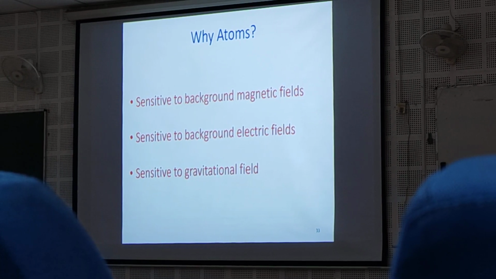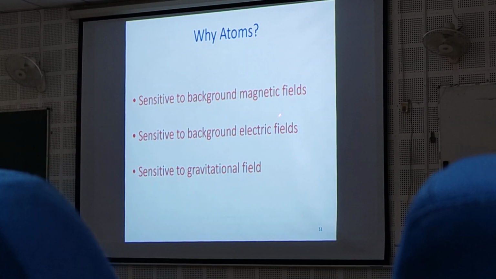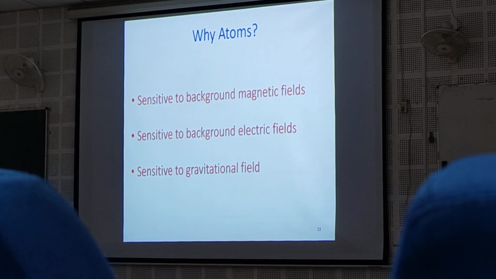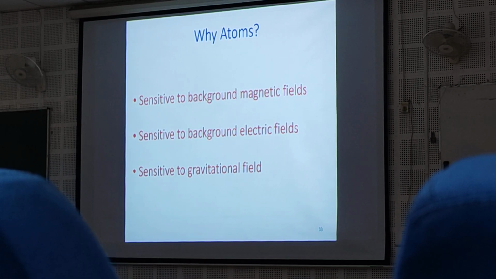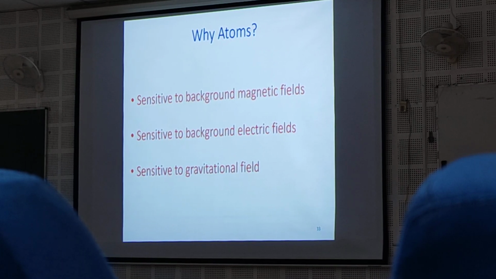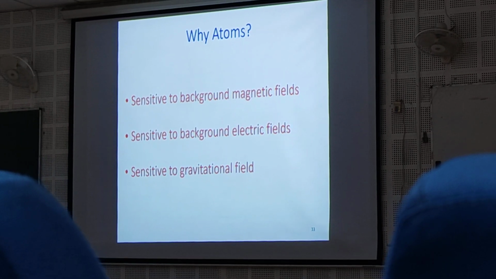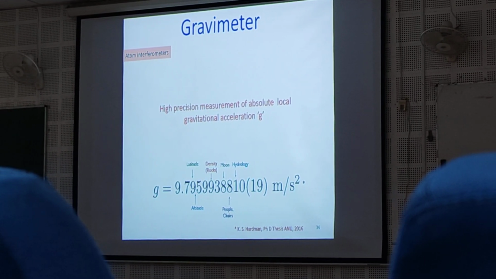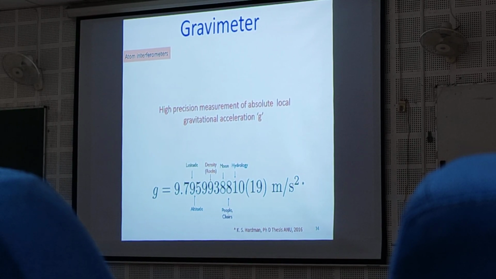Another important thing with atoms is that you can make them sensitive to many things like magnetic fields, electric fields, or gravitational fields, because they are massive. They can have a magnetic dipole moment, they can have an electric quadrupole moment, etc. Depending on the choice of atom, you can make them sensitive to any of these and build very sensitive interferometers. One example is building a gravimeter to detect local gravitational acceleration.